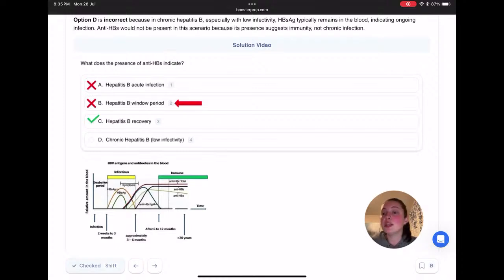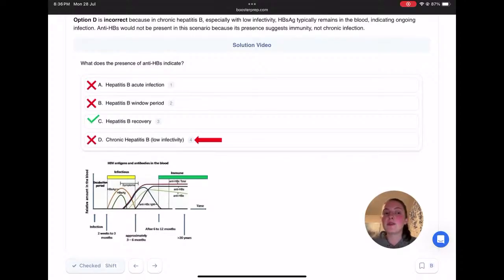Next, we have the hepatitis B window period. Now, to understand this answer choice, we need to know what the window period is. This period refers to the time after the hepatitis B surface antigens have been cleared, but before the body has been able to develop the antibodies to this hepatitis B surface antigen. So during this specific period, neither the surface antigens or the antibodies are detectable, but the antibodies to the hepatitis B core antigen may be present. So we're not seeing surface antigens, we're not seeing surface antibodies, but we may see antibodies to the core antigen. So we know that this answer choice was incorrect because antibodies to hepatitis B surface antigen would not be present during the window period.